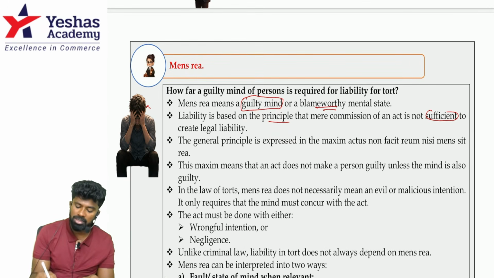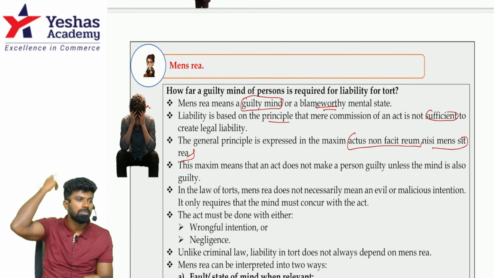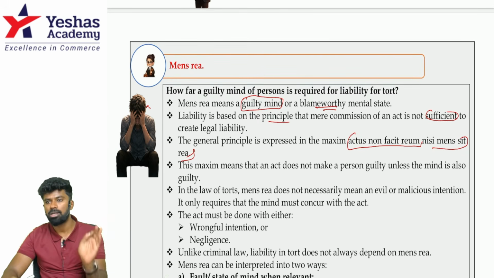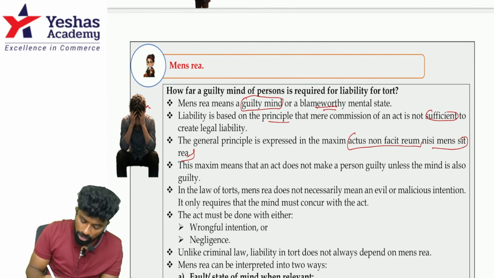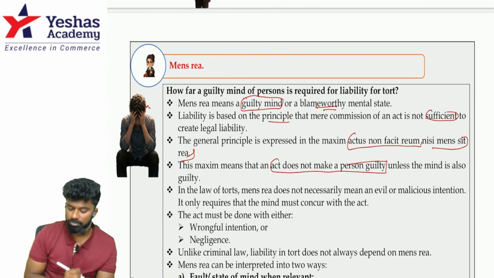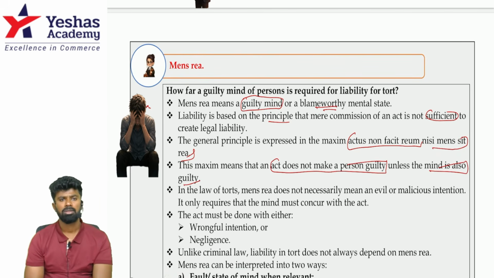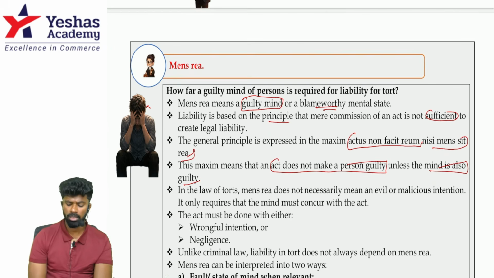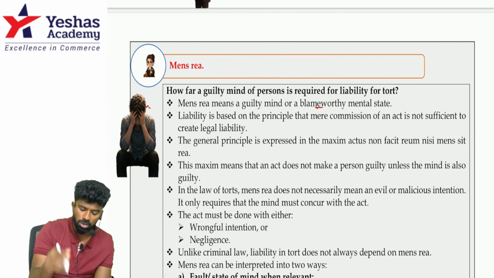The general principle is expressed in the maxim actus non facit reum nisi mens sit rea. We have discussed this rule in the PNS also. It means that the act does not make a person guilty unless the mind is also guilty. What is also guilty? The mind is also guilty.